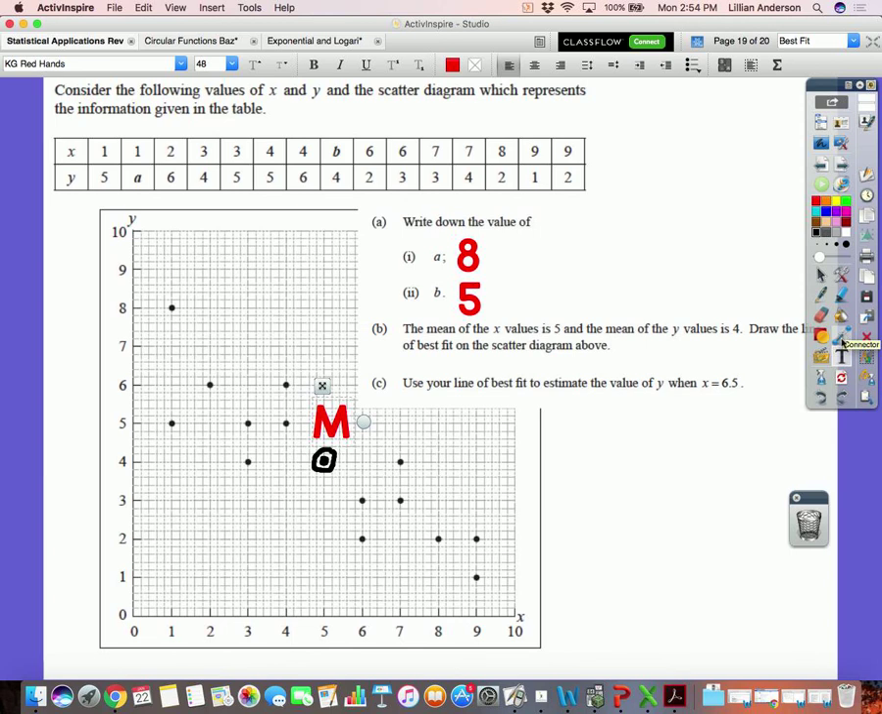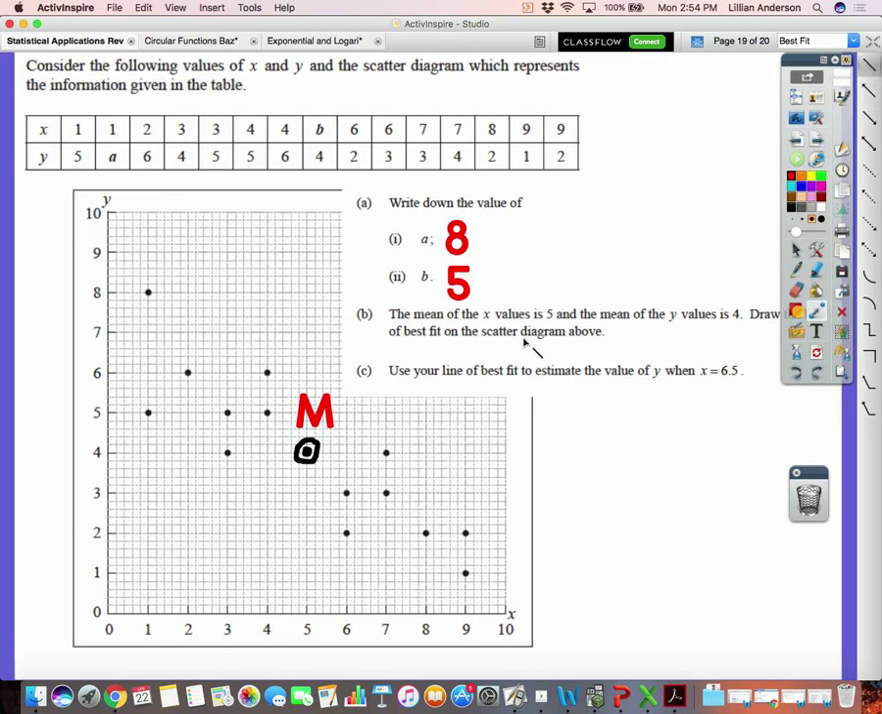Okay? Now you draw your line. Your line should go halfway through your data. Okay? So you don't want to draw a line that looks something like this. Even though it goes through your mean, what's the issue? It doesn't go through your data, so you can't draw that one. You can't draw one that looks like this. Why is that? It only goes through 2 points.